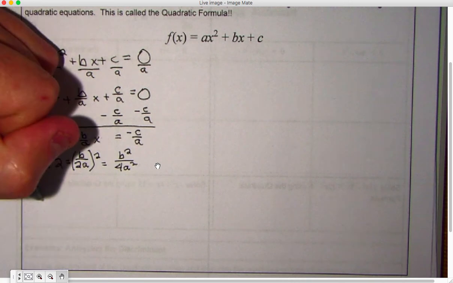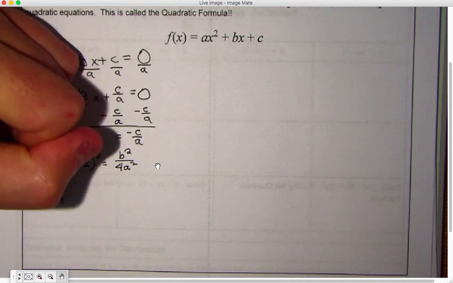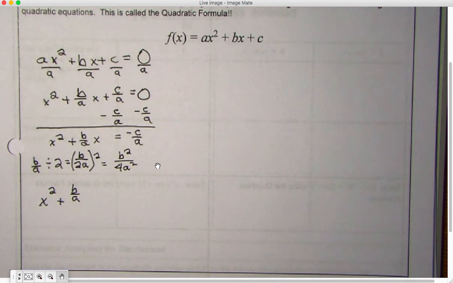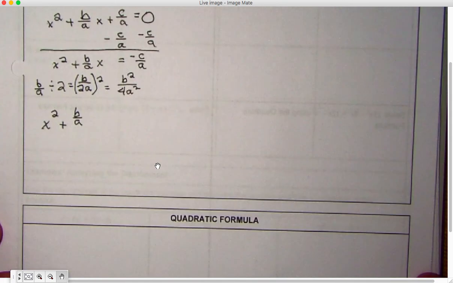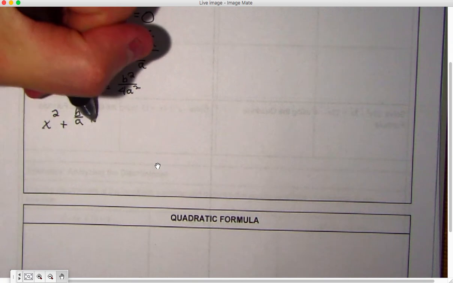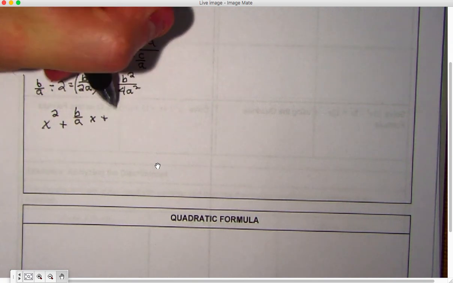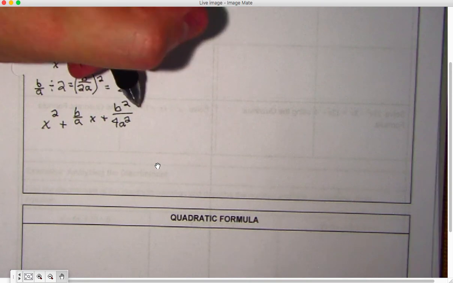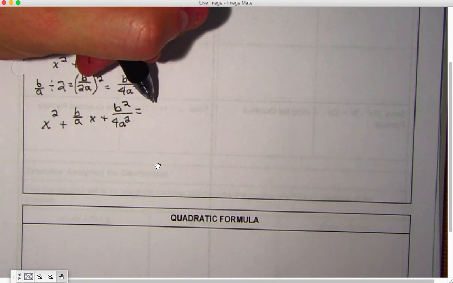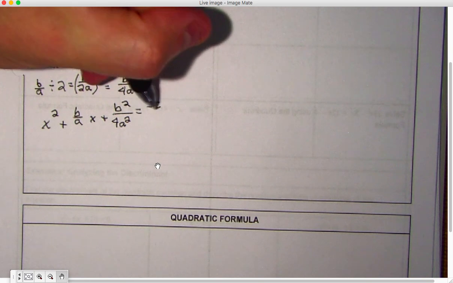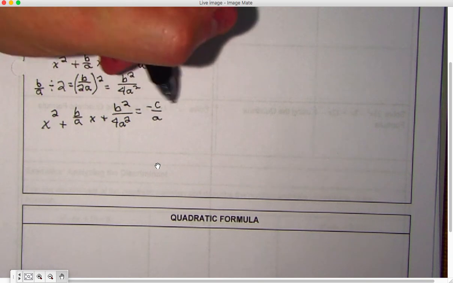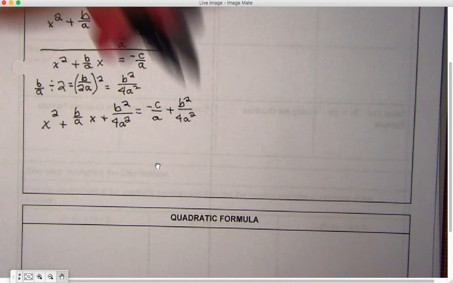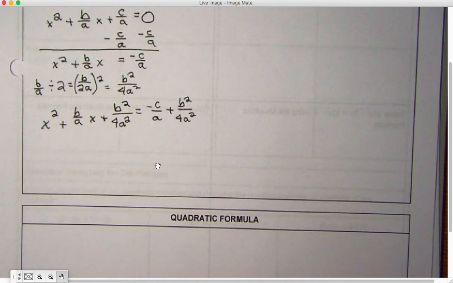So our next step is we have x squared plus b over a. Sorry, can't see that very well, can you? Let me slide it up here. Plus b over a x plus b squared over 4a squared equals negative c over a plus b squared over 4a squared. So you can see some pretty intense algebra.